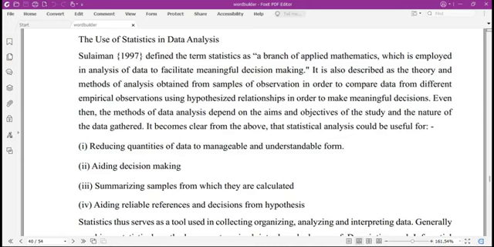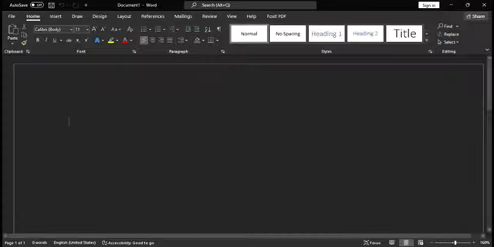Even then, the methods of data analysis depend on the aims and objectives of the study and the nature of the data gathered. So depending on the particular study you're working on, your aims and objective, the methods of analysis you will use will be dependent on your aims and objectives. It becomes clear from the above that statistical analysis could be useful for, let's take it down, use of statistical analysis.